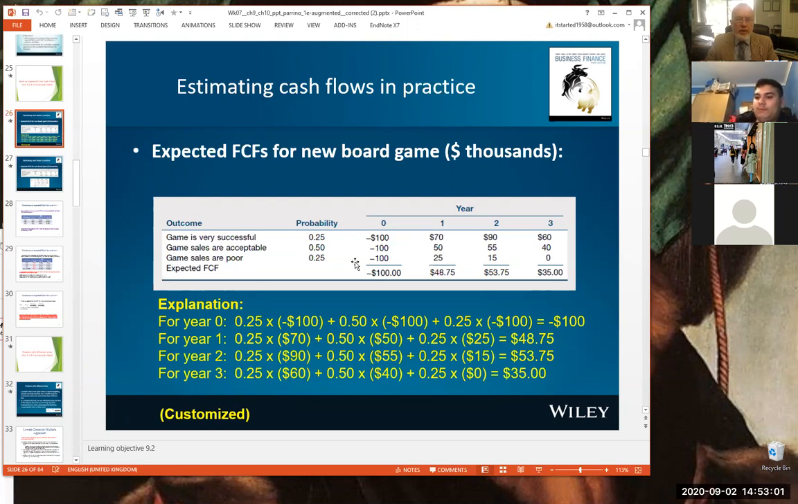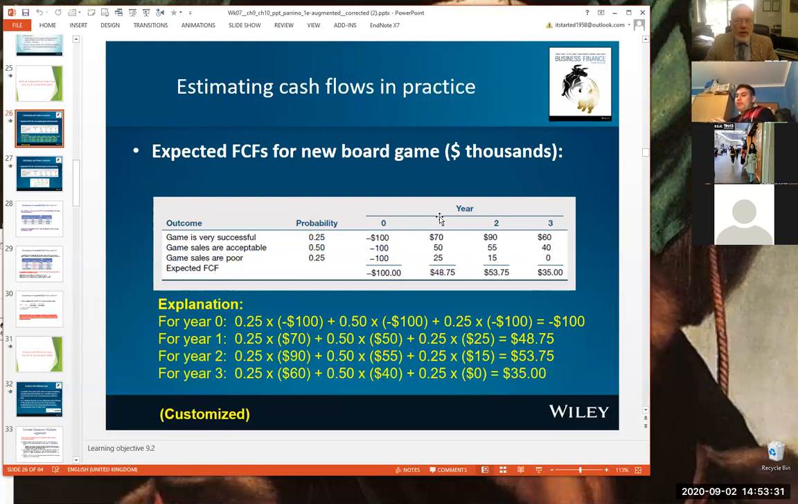But I have different probabilities depending on how the world treats us. So it might go really well, might go average, might go badly. I've attributed probabilities to those. I've also attributed the various cash flows that are going to be involved. I'm simply doing a weighted mean for each one of those. I do a weighted mean for the 3 probabilities for year 0 for the cost. That's easy because it's the same.